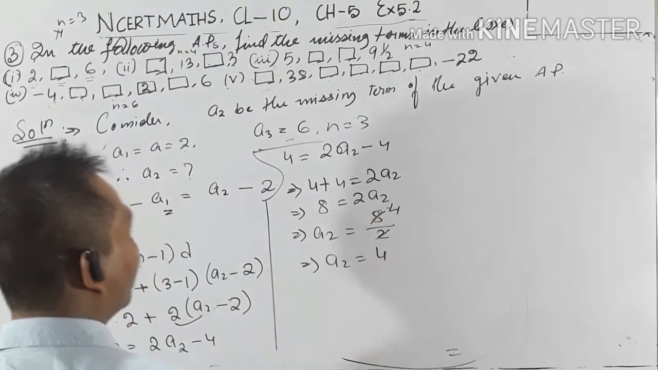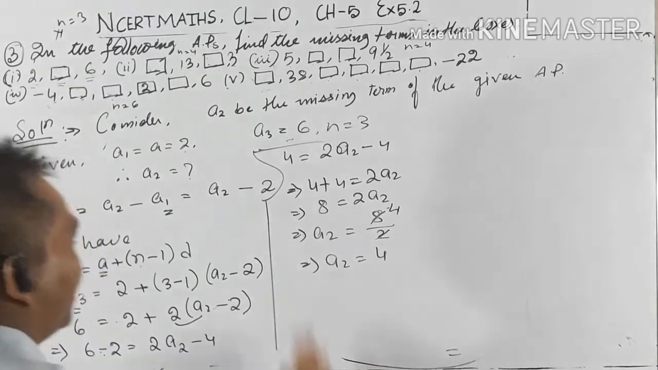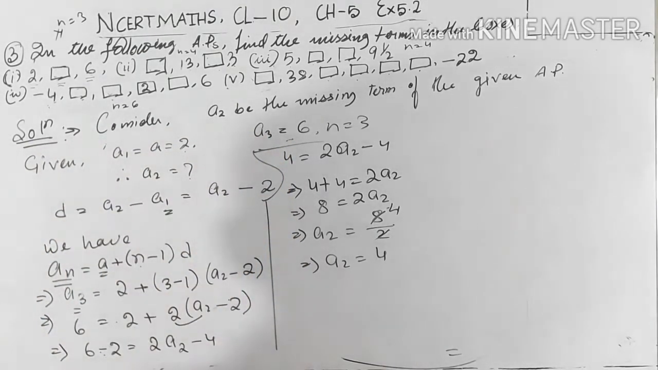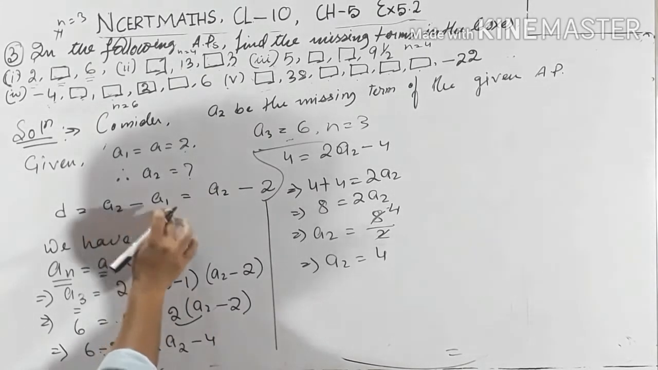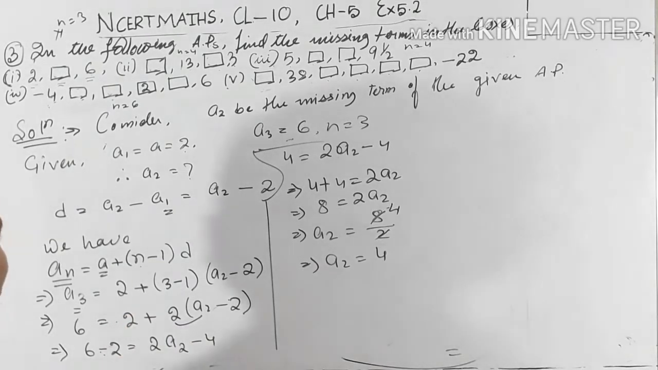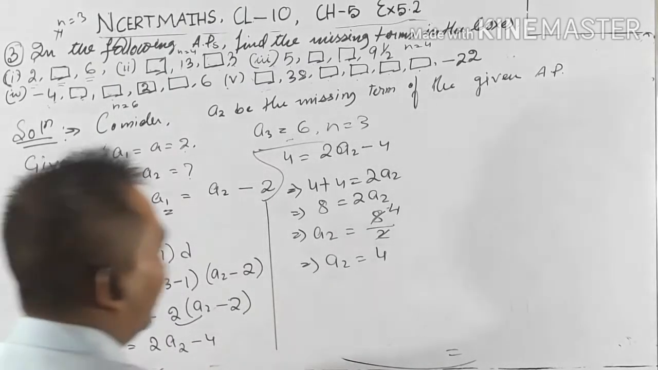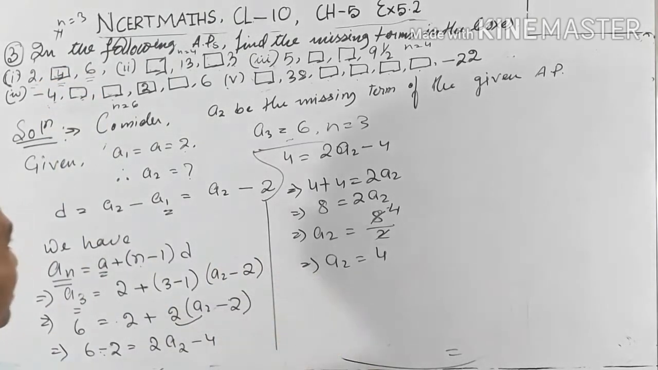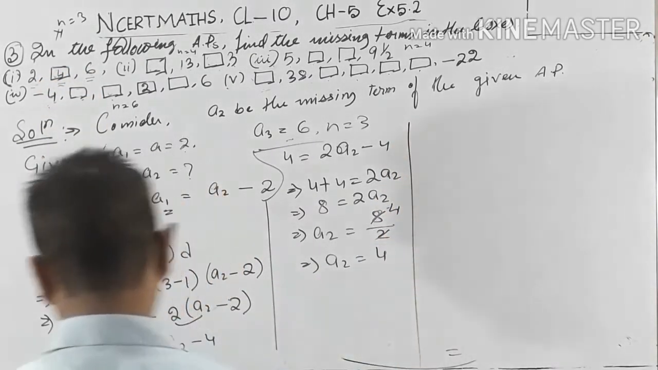The common difference is of no need here, but with the help of the first, that is A2 minus A1, we can find it out. So what is the missing term? It is 4. Our answer is 4, correct? Okay, fine. Next one.